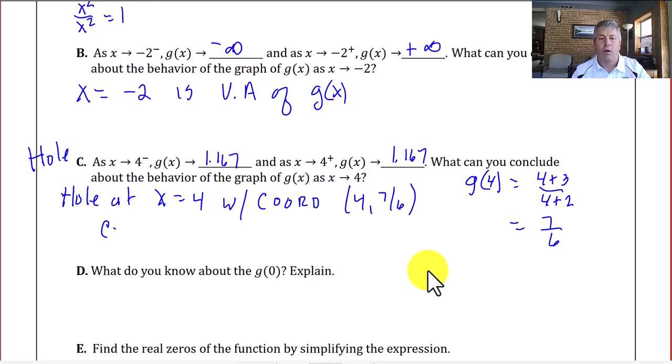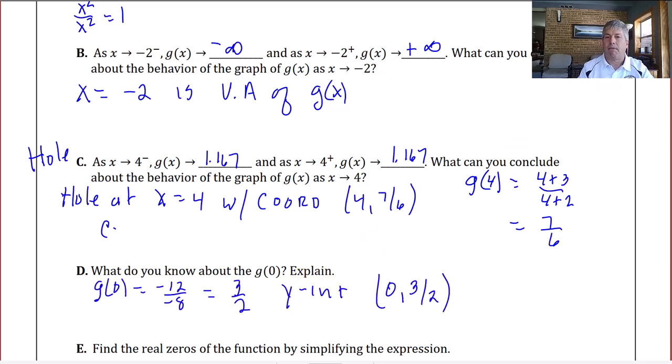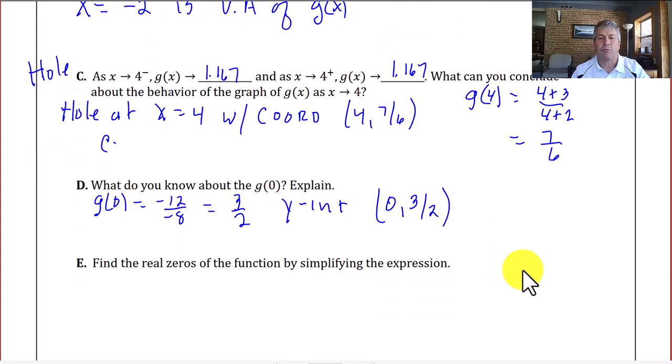What do we know about g of 0? So what happens when we put 0 into our function? Well, we know that is the y-intercept. And when we put 0 in, we figured that out earlier, we get 12/8, or 3/2. So g of 0 is 3/2, and that's our y-intercept with a coordinate of (0, 3/2).